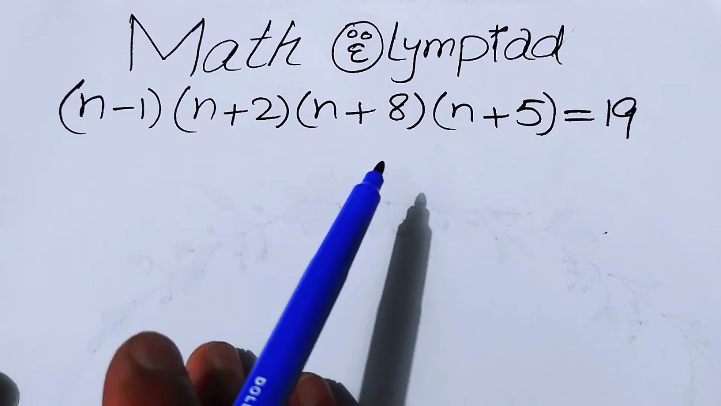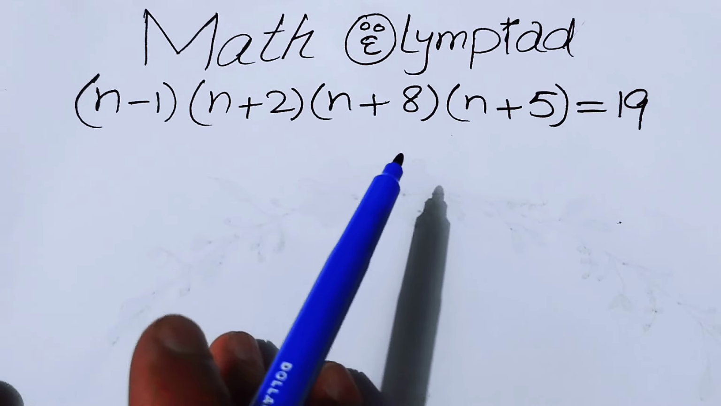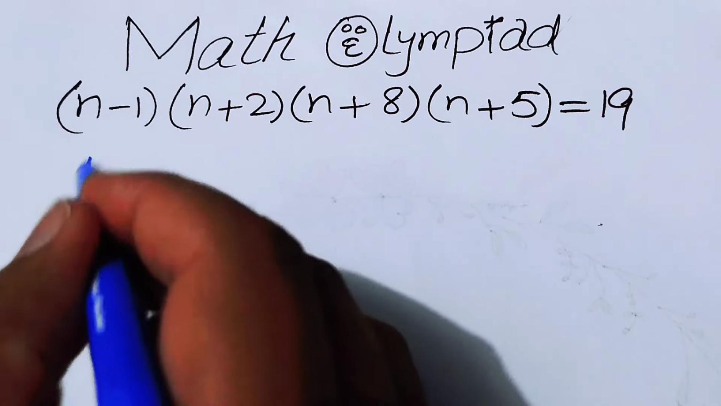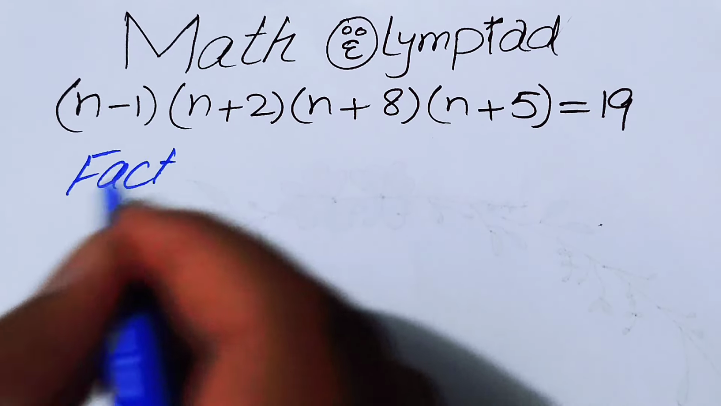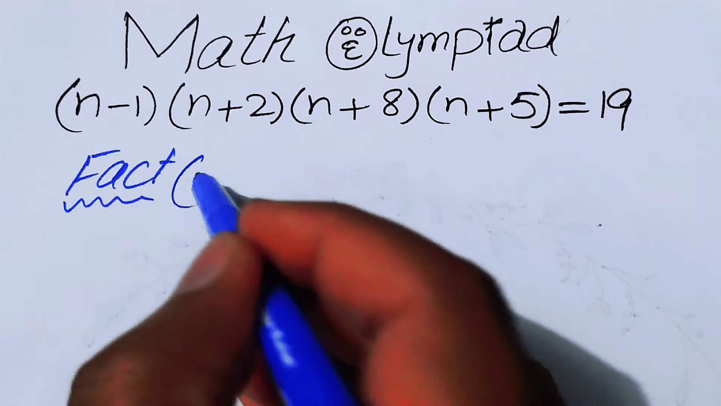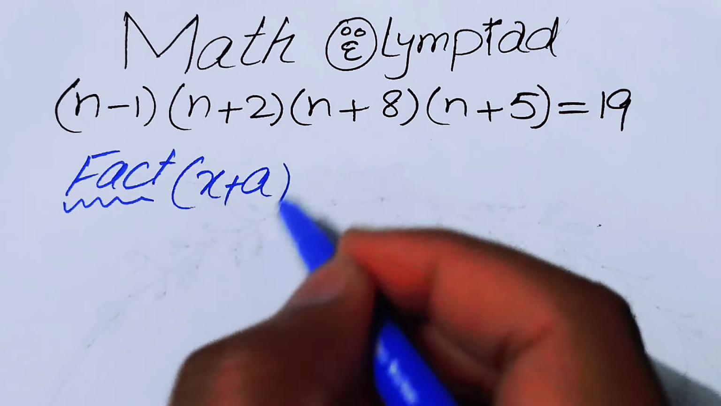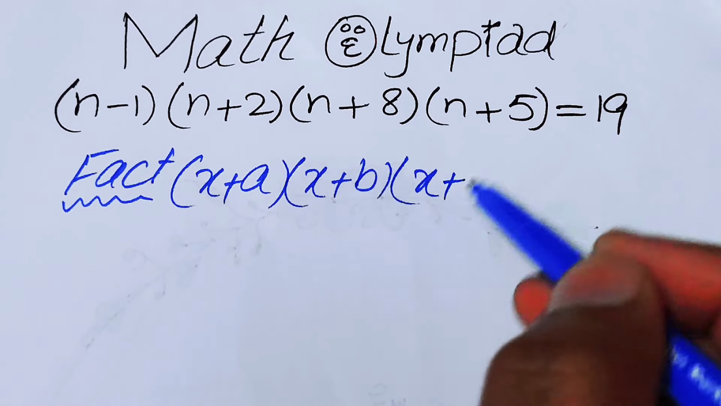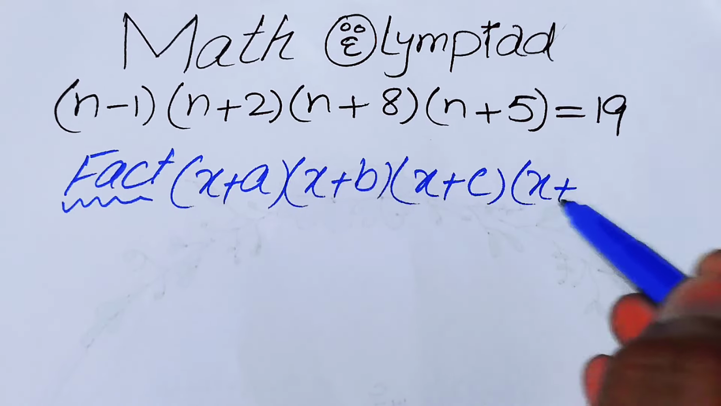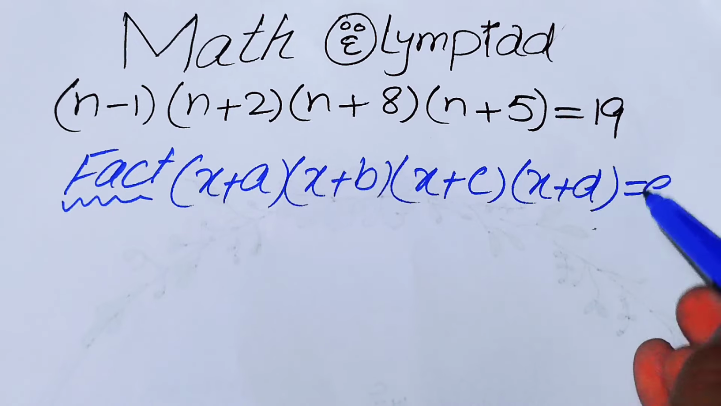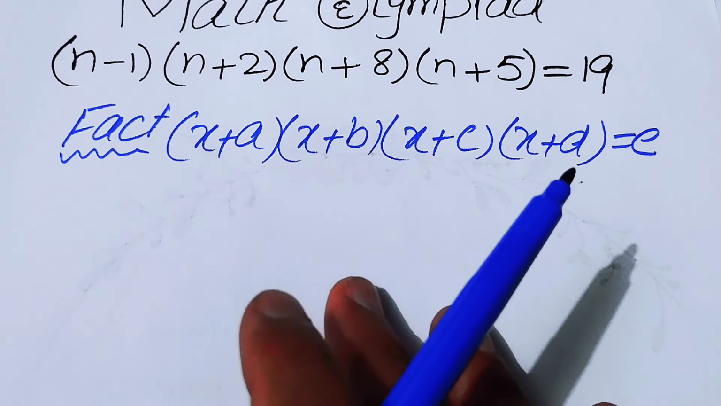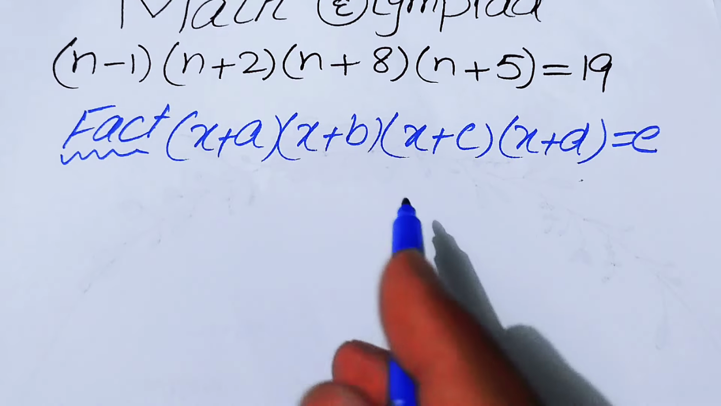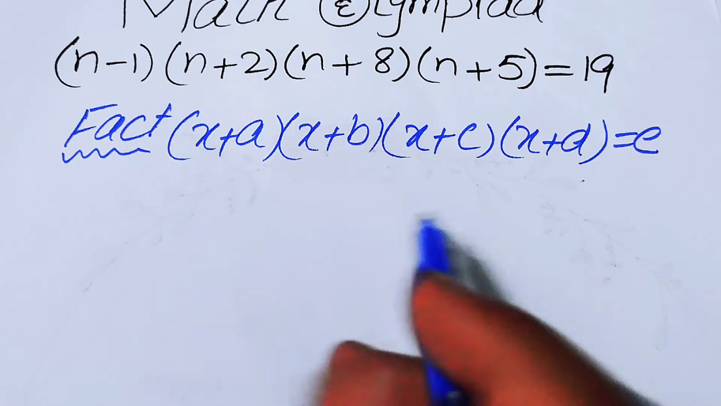So the very first thing we are going to do is explain an important fact which I can use here. The fact is about an equation in the form of (x plus a) times (x plus b) times (x plus c) times (x plus d) is equal to e, then I can rearrange these four factors by using this trick.